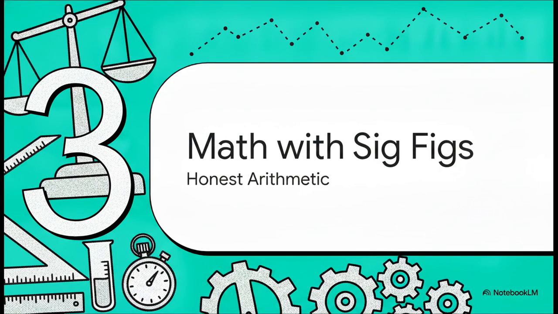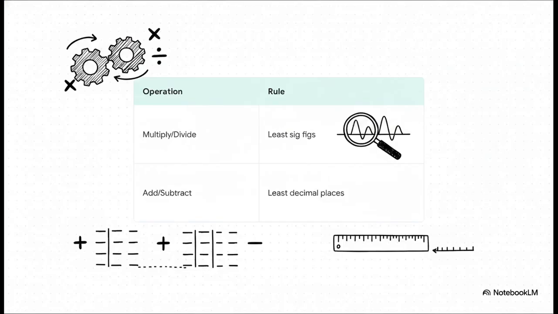Part 3. Math with significant figures. Honest arithmetic. It's a foundational rule of science that a calculated result can never, ever be more accurate than the original measurements it's based on. We have to do honest arithmetic, and we handle this with 2 distinct rules, depending entirely on the kind of math we're doing.